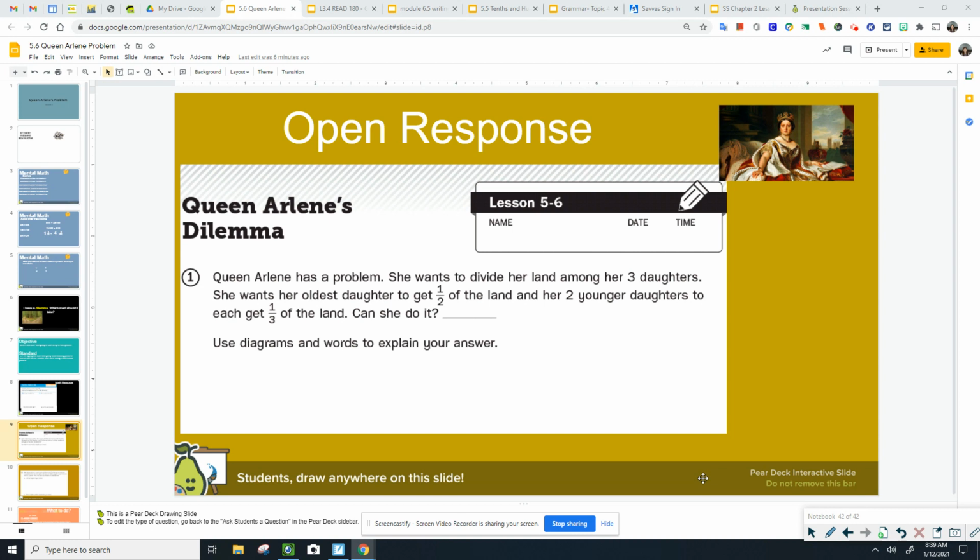And you could show that with your fraction circles. You could actually get your fraction circles out and see if that equals one whole piece, okay, that whole piece of land, which in this case could be your fraction circle. So right here in this line, it's can she do it? That's either a yes or a no. Down here, this is where you use diagrams, so you could draw your circles like I did, divide it in half, show a half, show a third, show a third. Tell me if that equals a whole thing. You can also use words to explain how it either can be done or can't be done.